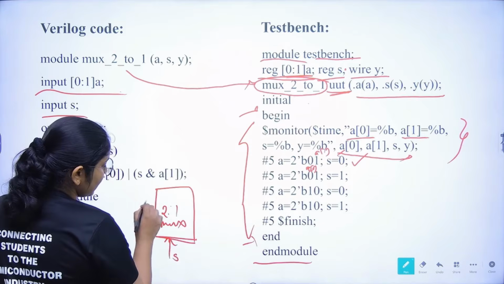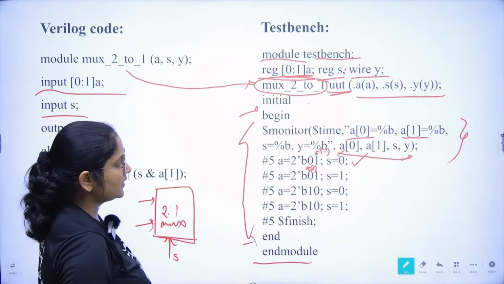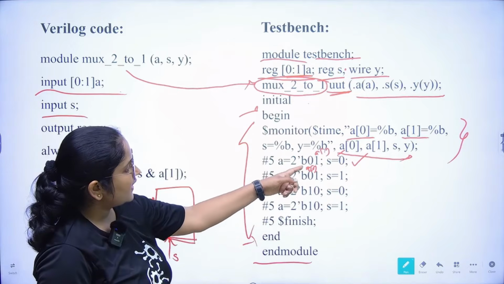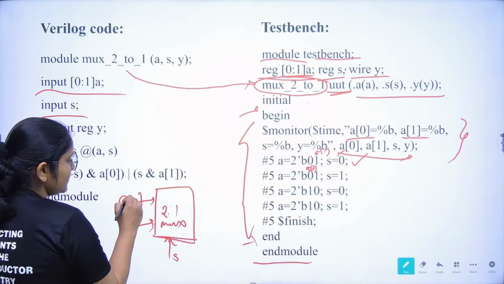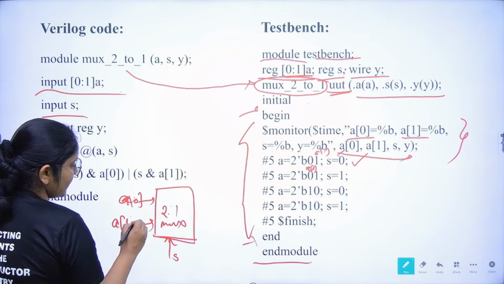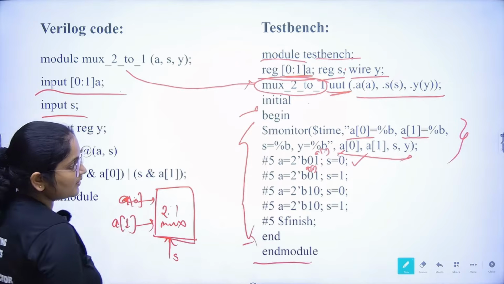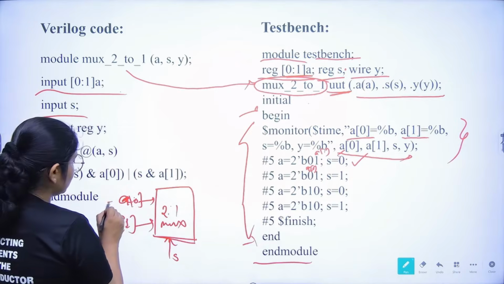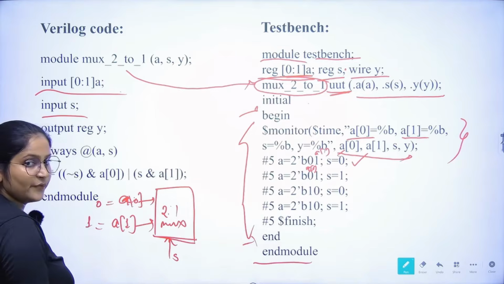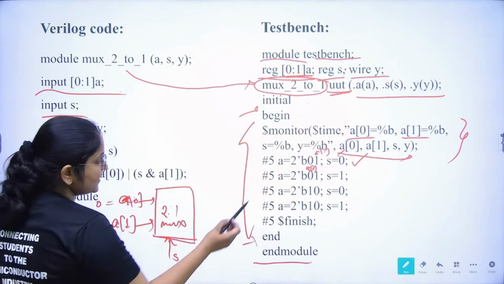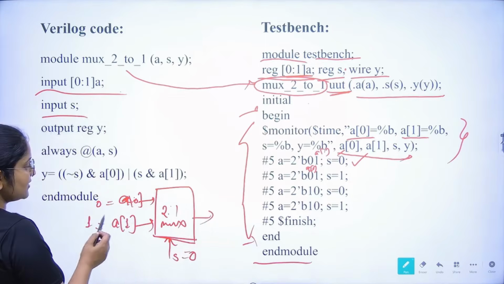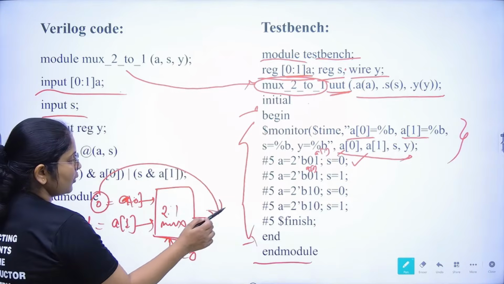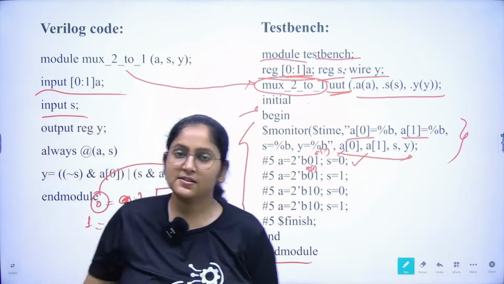तो अभी हम क्या कह रहे हैं? What we are doing here in this step, I am saying A0 is 0. This is your A0, and this is your A1. So what I am doing right now is I am saying A0 is 0 and A1 is 1, and I am saying that the selection line is 0. So we know that when the selection line is 0, this 0 is going to be followed by the output. So we will get this 0 as the output.